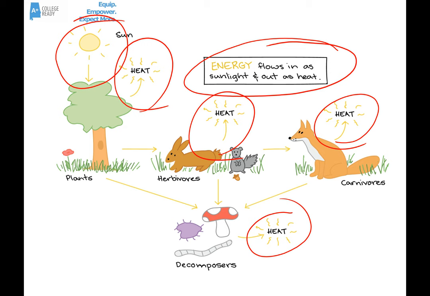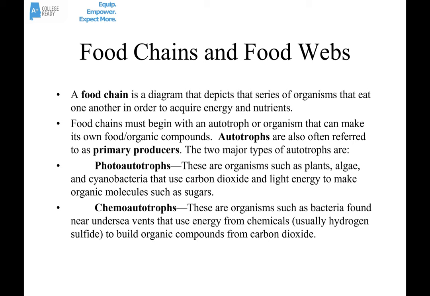So you guys have seen food chains. You know that a food chain is a diagram that depicts the series of organisms that eat one another to get their energy and their nutrients. Food chains begin with an autotroph or a primary producer.